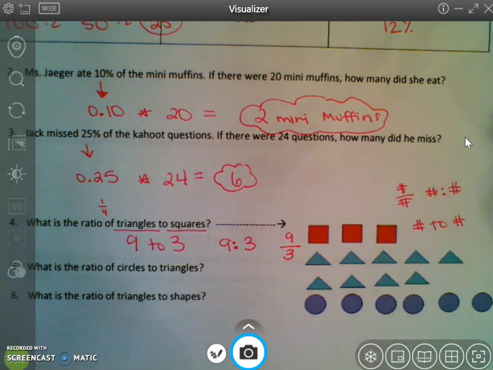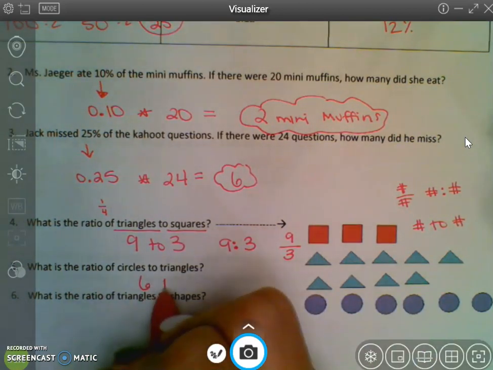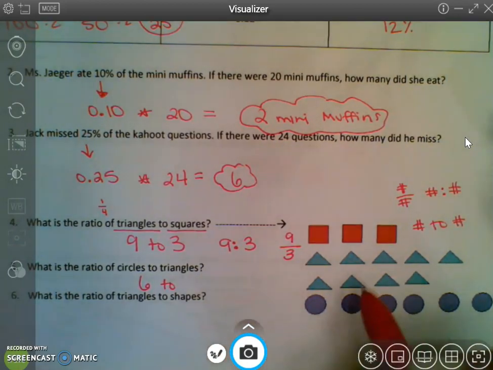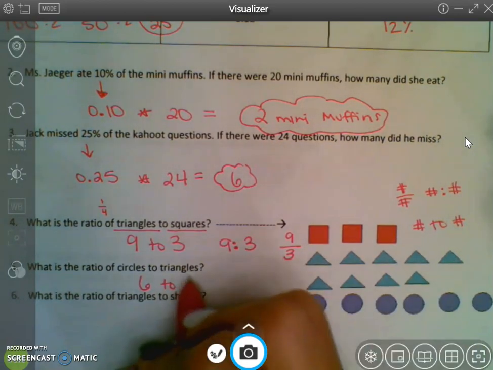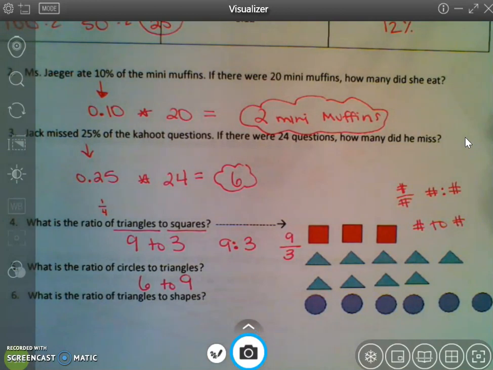Okay, so now you try circles to triangles. You try number 5, the next one. Okay, circles, there's 1, 2, 3, 4, 5, 6 circles. We said 9 triangles. Yep, 6 to 9.